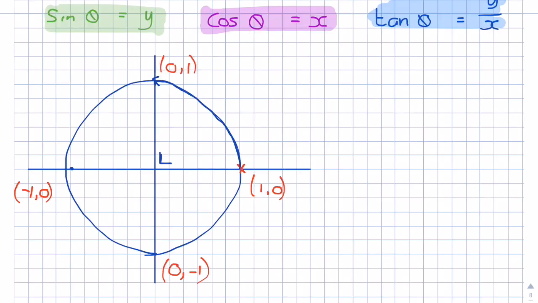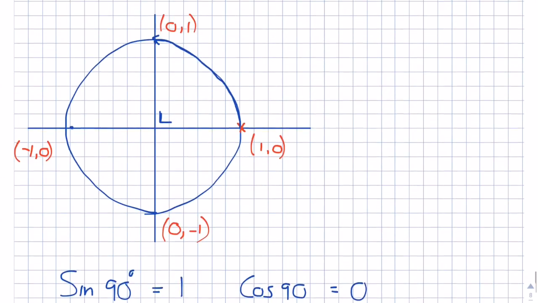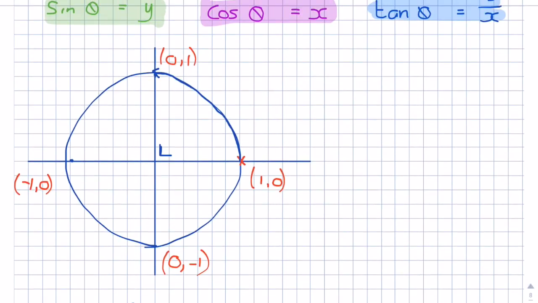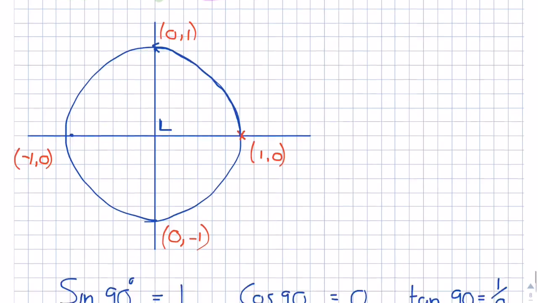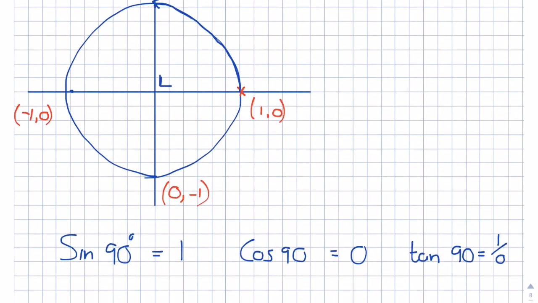So the cos of 90 is 0. And lastly, the tan of 90 is going to be our y coordinate over our x coordinate, which in this case is 1 over 0. And you might realize that we cannot divide by 0. So basically we have something which is undefined at this point.